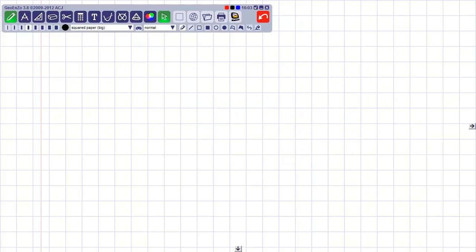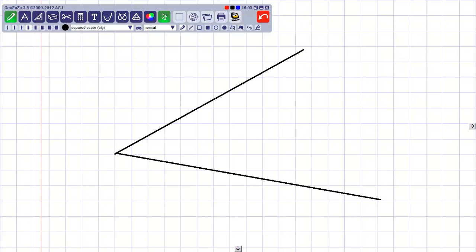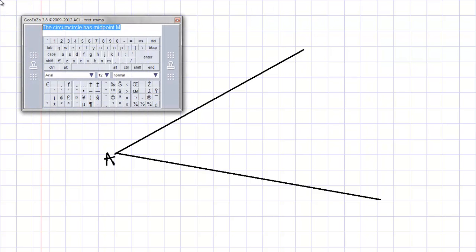First thing we need to do, of course, is to draw an angle. Got this angle, call this angle A. And what we're doing is constructing, sort of how to construct, the bisector of angle A.